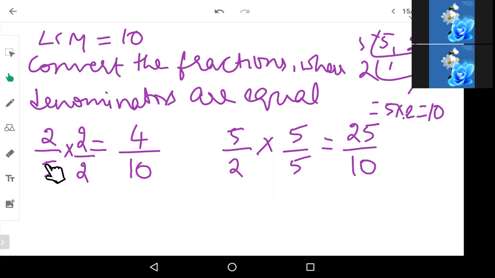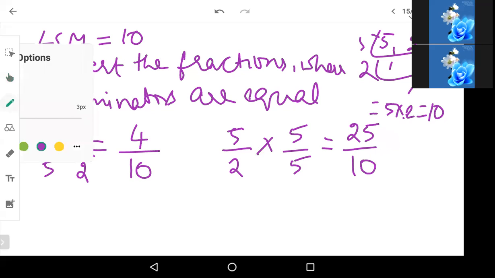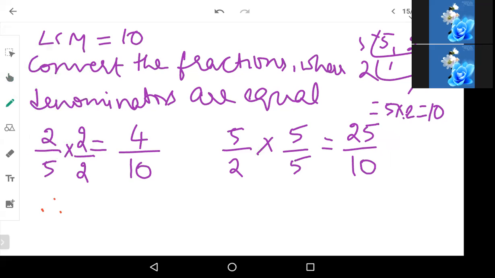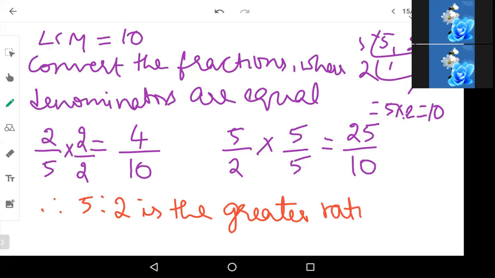I'll repeat it again. Listen carefully. Since the denominators are the same, we have numerators which are different. Now, if you compare the numerator numbers, one number is 4, the other number is 25. So, because the numerator here is bigger, the ratio 5 is to 2 is greater than 2 is to 5. So, write the conclusion for this. Therefore, 5 is to 2 is the greater ratio. Understood?